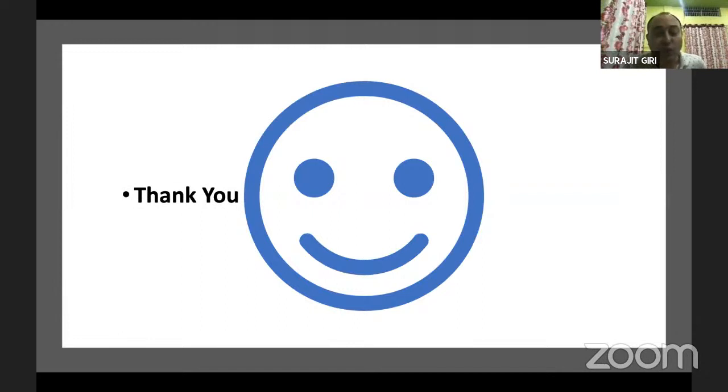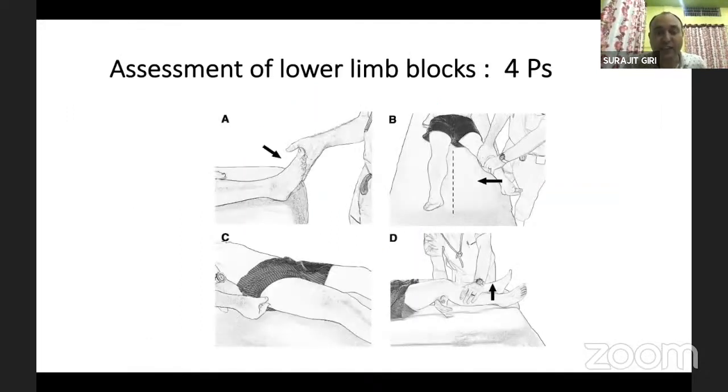Thank you very much. What I want to add, which Sir has not included, is the assessment of the lower limb blocks. Whenever after giving the block, it is called the four P's: push and pull for the obturator nerve, push for the tibial nerve, and pinprick for the lateral femoral cutaneous nerve. This assesses the lateral femoral cutaneous nerve, and ask the patient to punt, meaning kick in the air. Kick the football in the air like this.